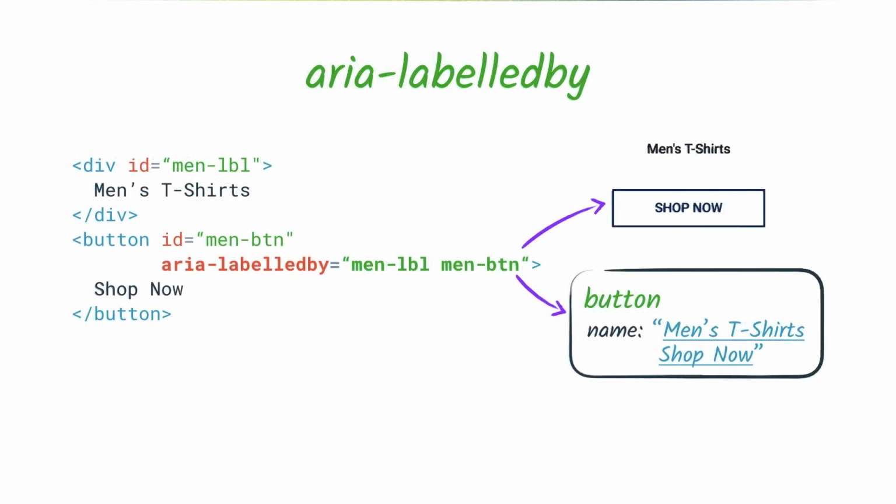aria-labelledby can take a list of ID refs to compose a label out of multiple elements. The label will be concatenated in the order the ID refs are given. And aria-labelledby can refer to elements which are otherwise hidden from assistive technology.